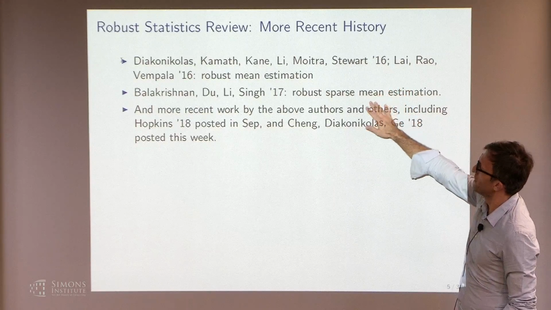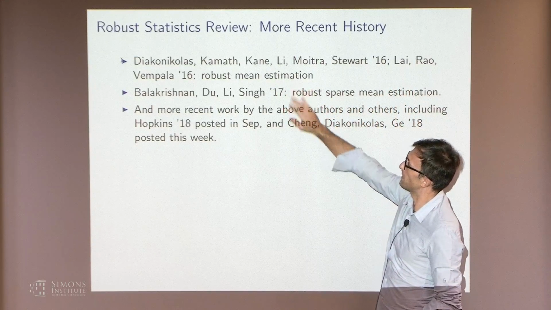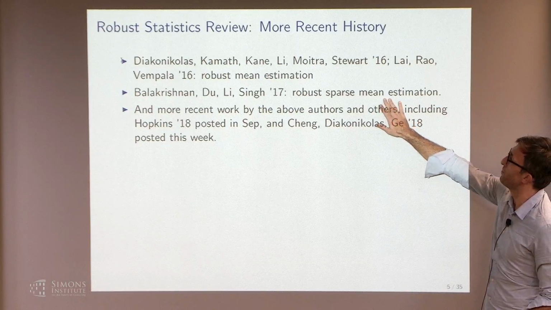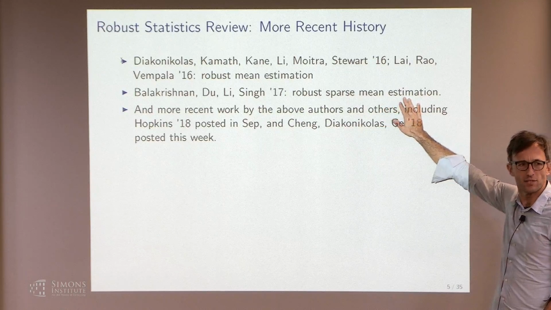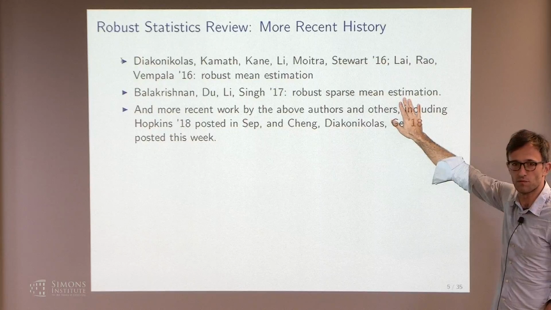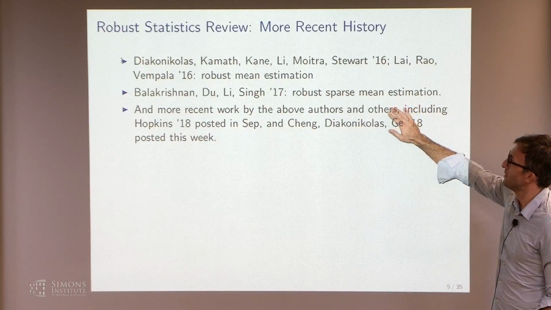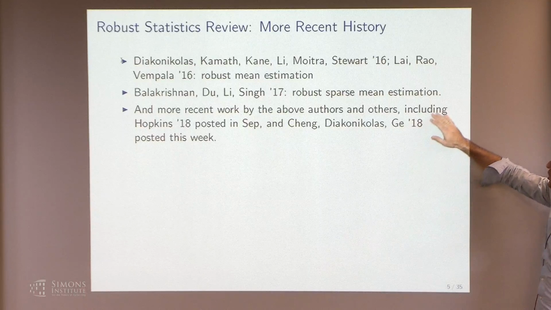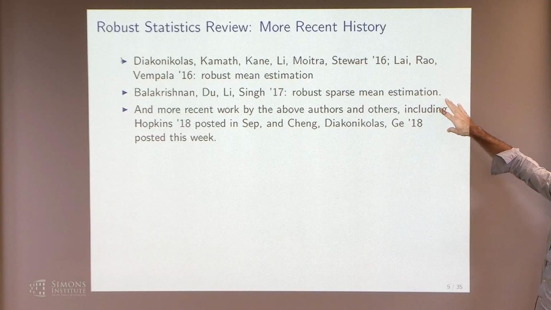There was work on robust mean estimation, and even more recently, this has been followed up. I haven't seen Arti, but I think she's one of the organizers of this session. So this is her work on robust sparse mean estimation. So what is this problem?